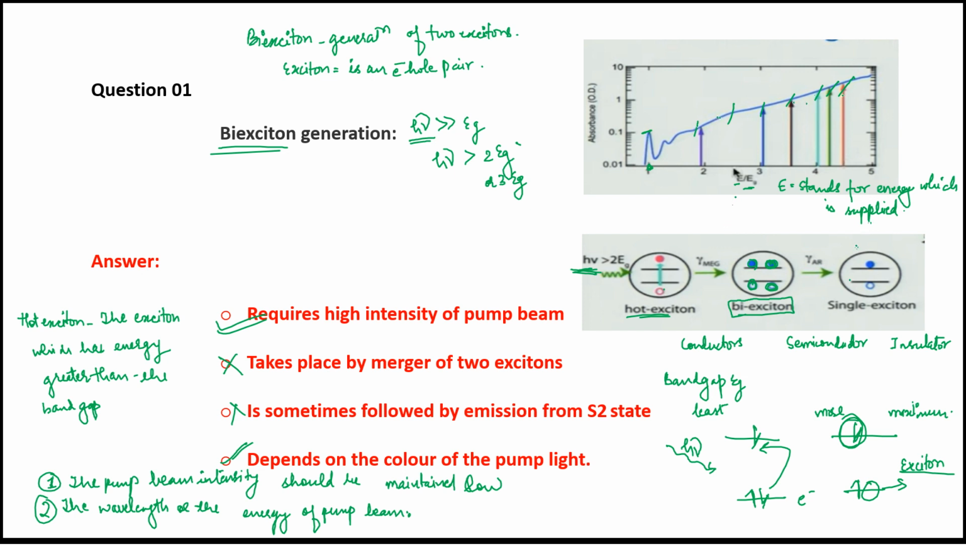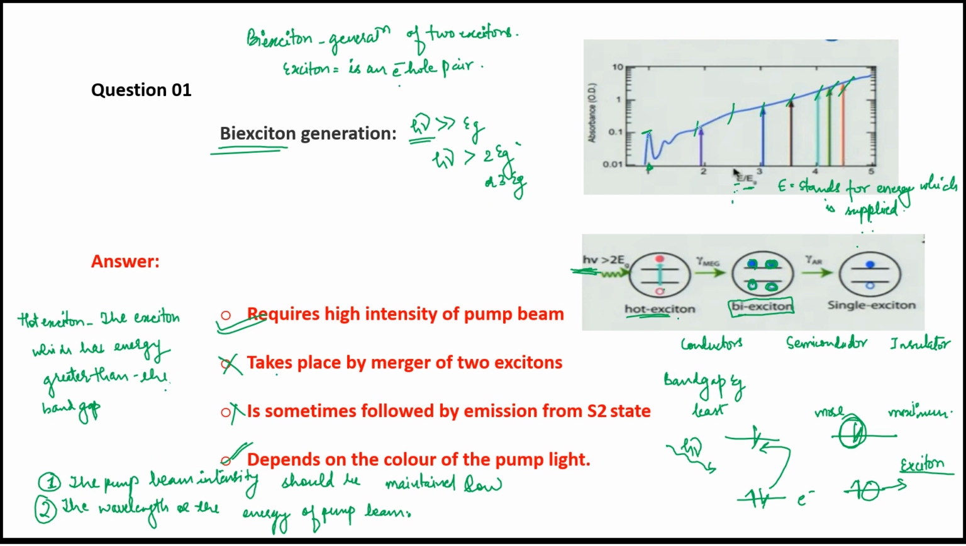Okay. Now, in this, there are a few new terms which we have discussed. What is a hot exciton? A hot exciton is the exciton which has energy greater than the band gap. What is an exciton? An exciton is an electron hole pair. What is a single exciton? It is formed by the system when it undergoes recombination.